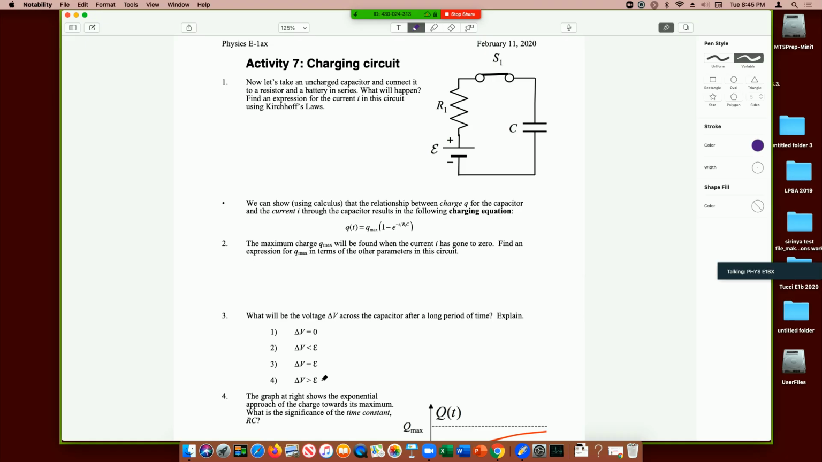Here we've got an uncharged capacitor, so Q is 0 to start with. We connect it to a resistor and a battery in series, and we want to know what will happen, and we need to use the same laws that we just learned. So we're going to use Kirchhoff's laws, the first step of which is always to draw a loop, right? You know that current is going to flow like this, so that's going to be my loop.